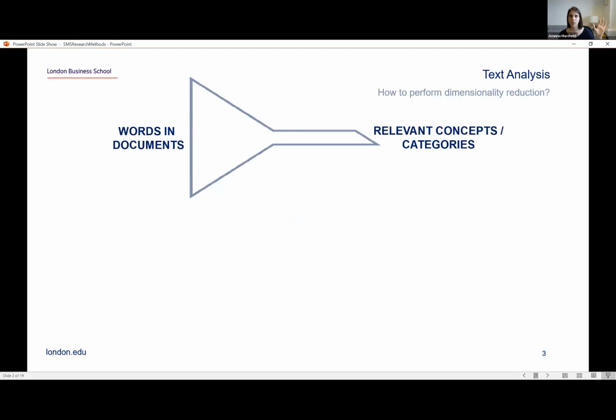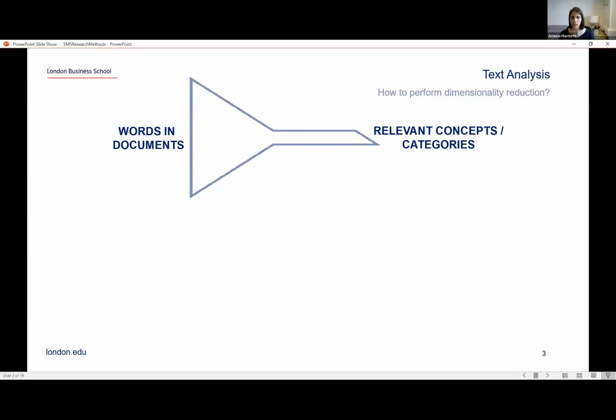So the objective, if you see this funnel, is to go from a lot of text, a lot of words that convey their meaning based on their context and their order, into something lower level, lower dimensionality, that conveys some relevant concepts and categories that we can use in our research.